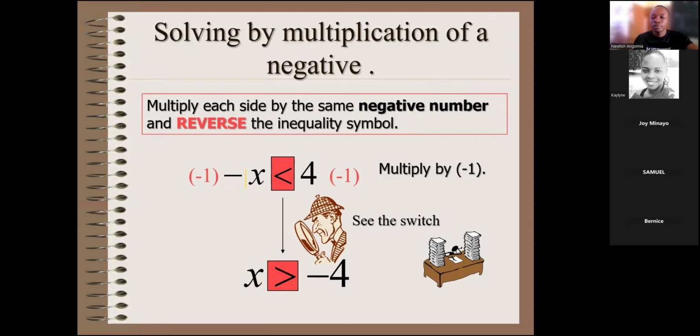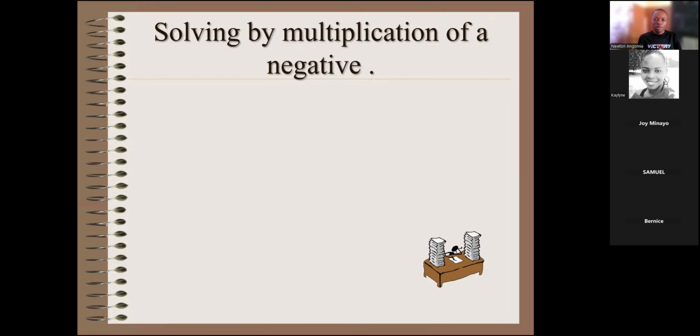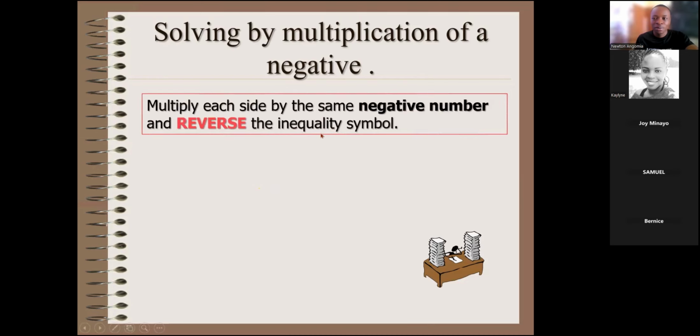All right, I hope we are good and we have understood that part. You can solve an inequality by multiplying both sides using negative numbers. When you use negative numbers, you are supposed to reverse the way the inequality symbol looks. If it was greater, and you multiply both sides of that inequality by a negative number, it becomes less. Okay? So this is our example that we are using: negative x is less than 4.